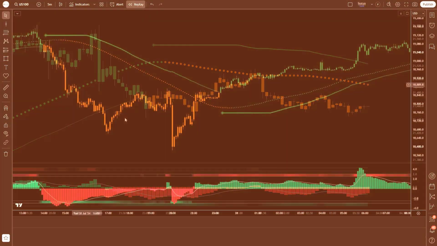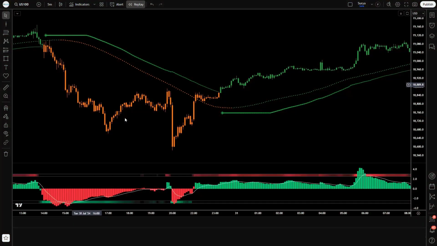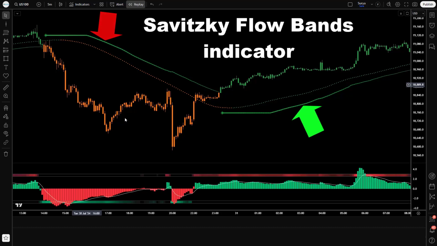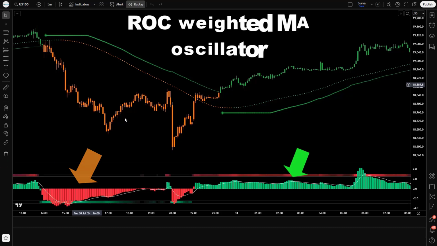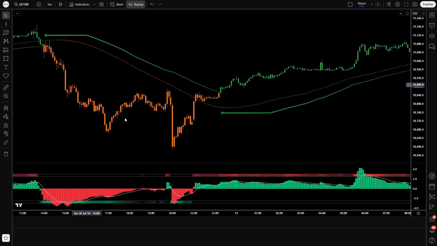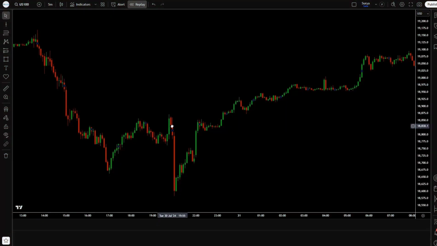First, let's learn about trading tools. The indicator that shows filter lines and trend band lines in the chart is called the Savitzky Flow Bands indicator. And the green histogram and red histogram indicators visible in the chart are called ROC-weighted MA oscillator. Now let us tell you how we want to trade.